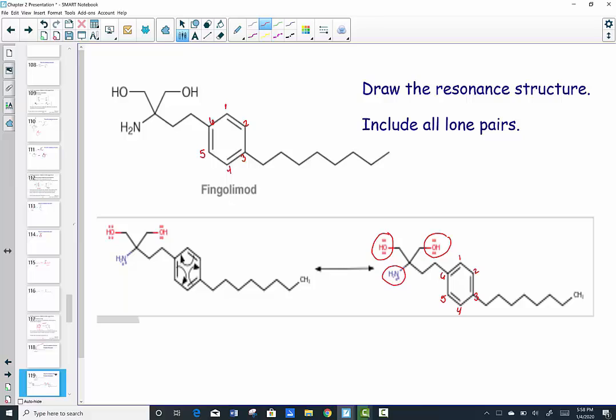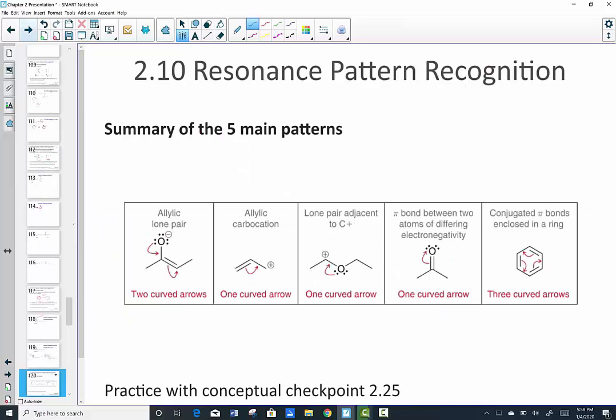And you can shift these with your arrows. It's okay to go this direction. And it's absolutely okay to go this direction. So just pick clockwise or counterclockwise when you're drawing your arrows in your homework.